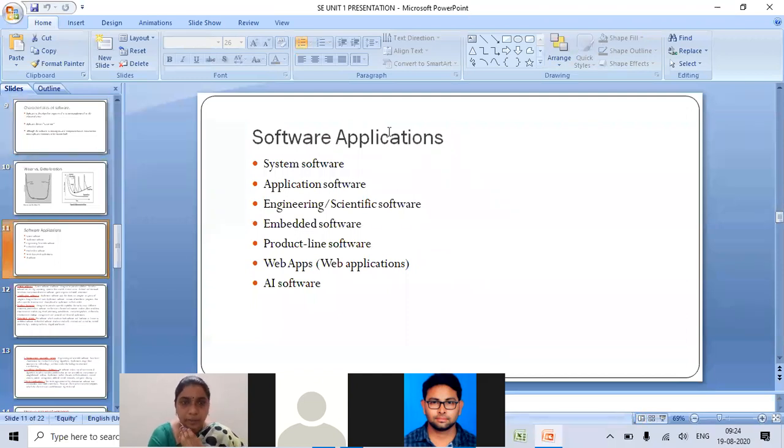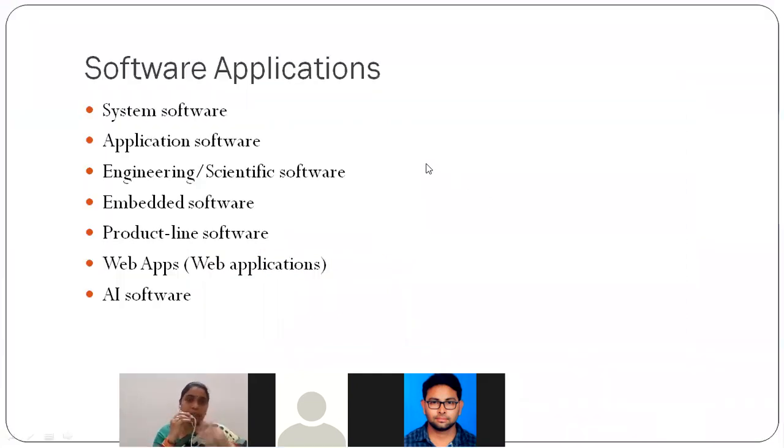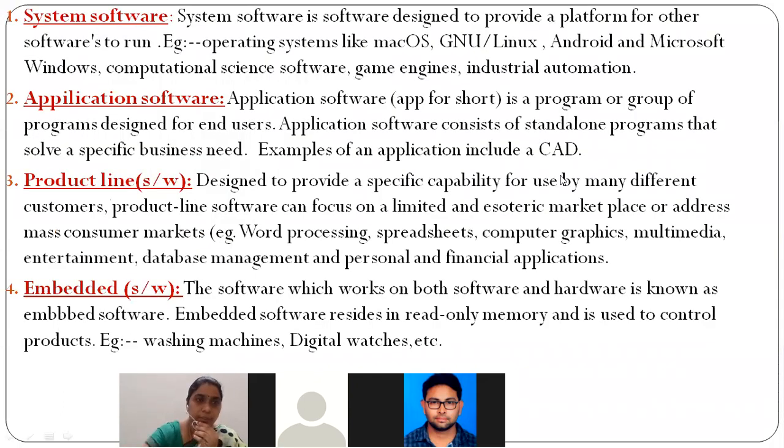Now coming to the next part, software applications: what are the areas, what are the applications where our software will be used. Different kinds of software will be used. In that, the first one is the system software. These are the software designed to provide a platform for other software to run.